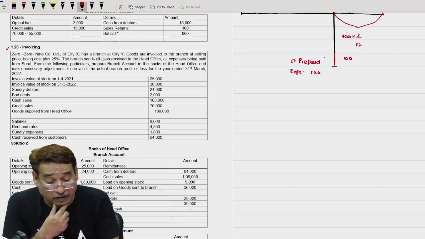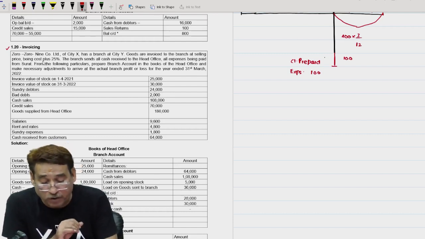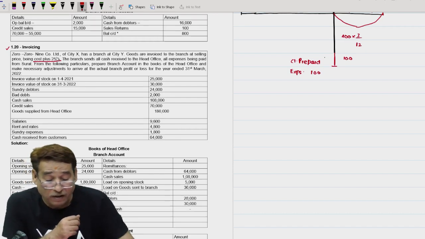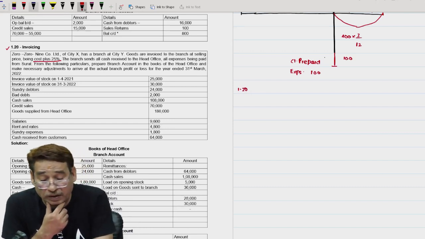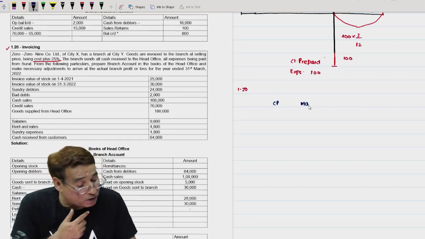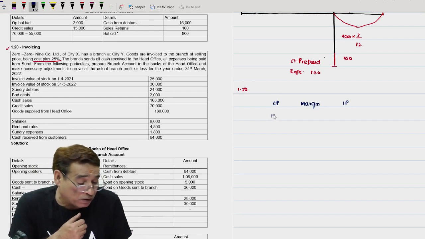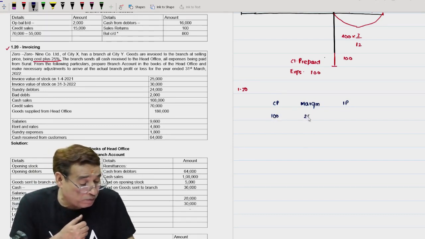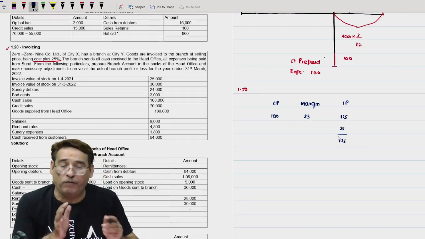009 Limited of City X has a branch at City Y. Goods are invoiced to the branch at selling price being cost plus 25%. So this time the rate is based on cost price. This time, first of all, you need to mention the equation. Cost price plus margin is equal to invoice price. Because the rate is clearly mentioned on cost, you will consider cost as 100, your margin will be 25, and invoice price will be equal to 125. So 25 by 125, 1 by 5 will be your rate of loading.